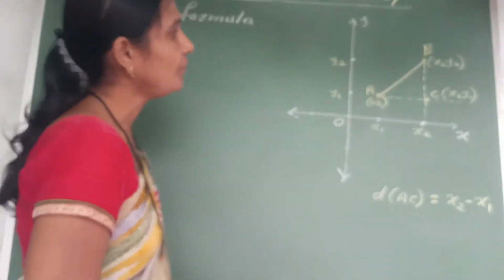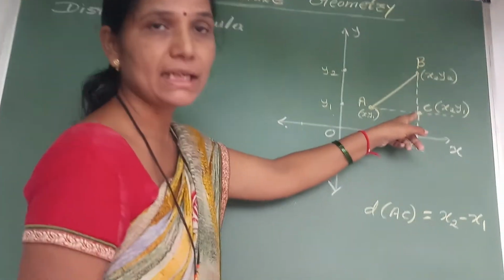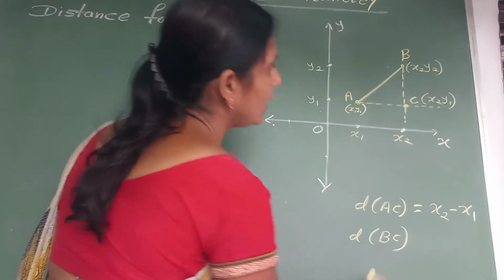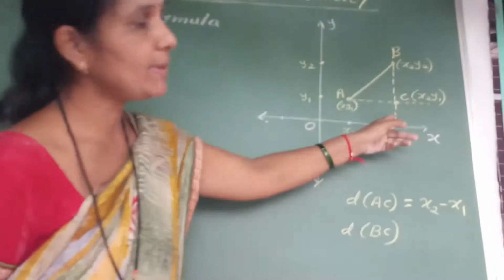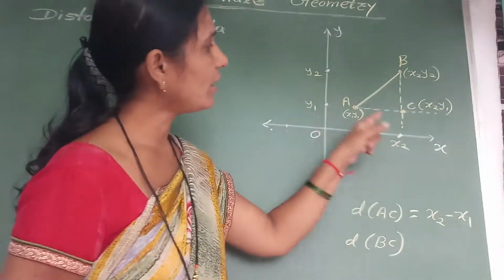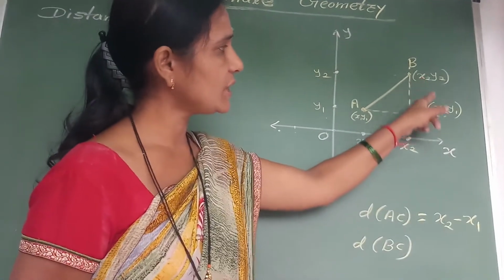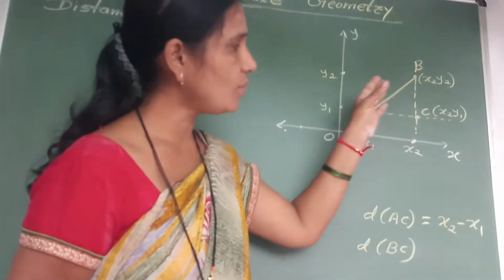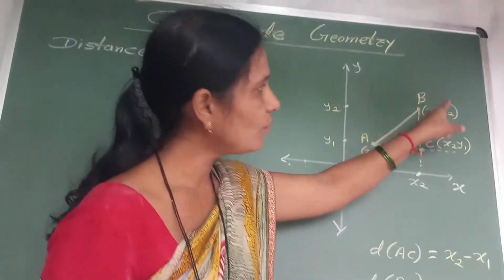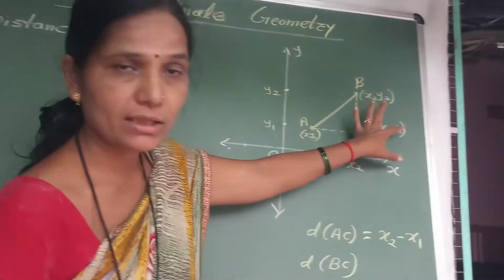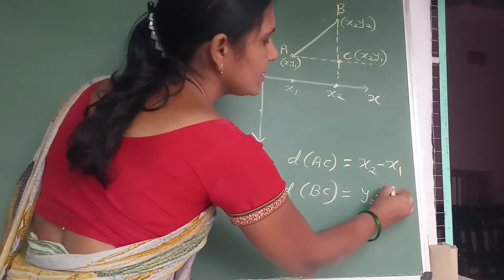Now for distance BC. This BC is parallel to the y-axis. Here the x coordinate is constant, that is x2 is constant. x2 minus x2 is 0. So we consider only the y coordinate, that is y2 minus y1. That is, distance BC is equal to y2 minus y1. So we write here distance BC is equal to y2 minus y1.